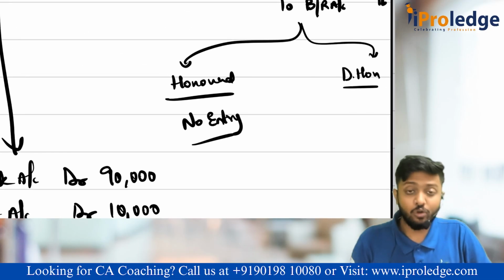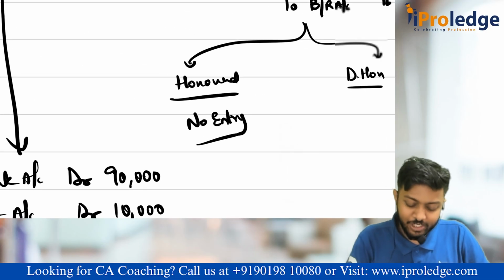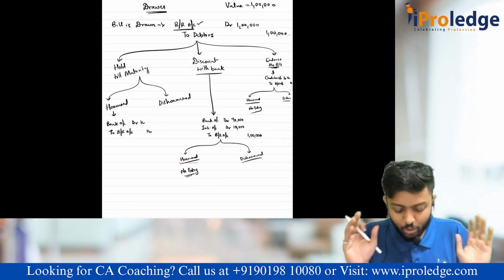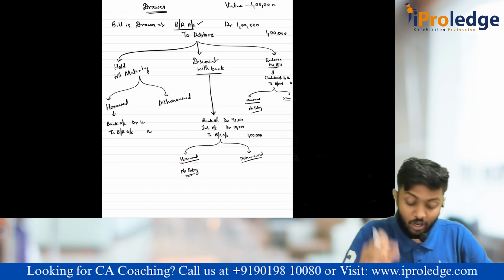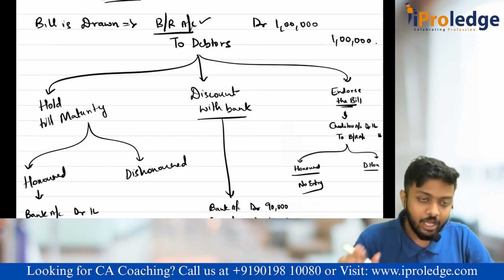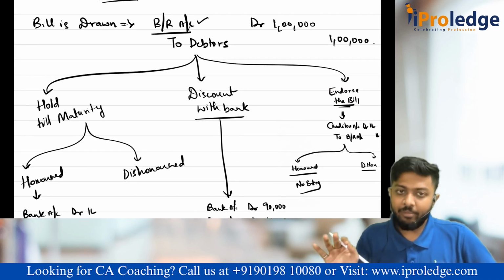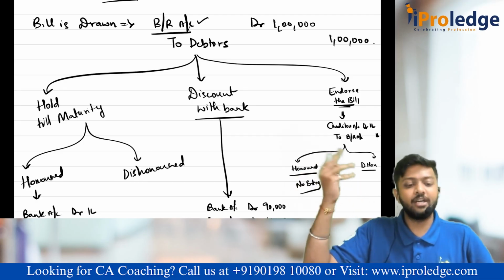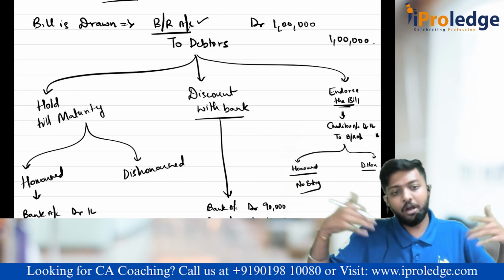If it is dishonored, what to do? Dishonored, we have entries. Now we'll start discussing one by one. All the dishonored cases we'll see now. Everything else we have done. Only thing left is dishonor at each stage. Say suppose the drawer has held the bill till maturity. Later the drawee dishonored. That means the drawee did not pay us the money.